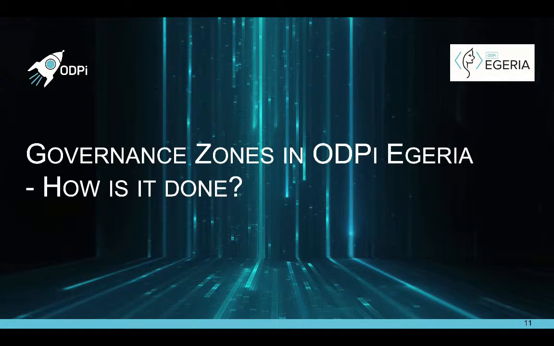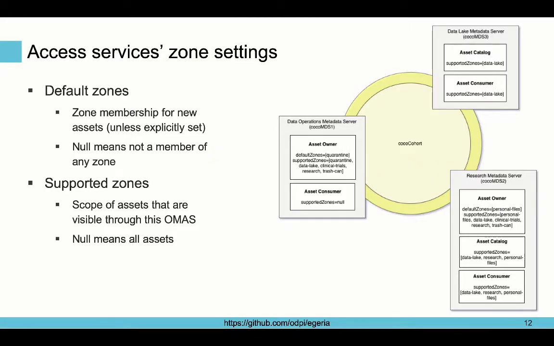Okay, so you've now seen the demo. Next question is, how is it done? So there's a number of settings and plugins and things that were required to make that demo work. The first thing is that each service, when it's deployed into a server, has a number of properties that can be set. One of them is the default zones.